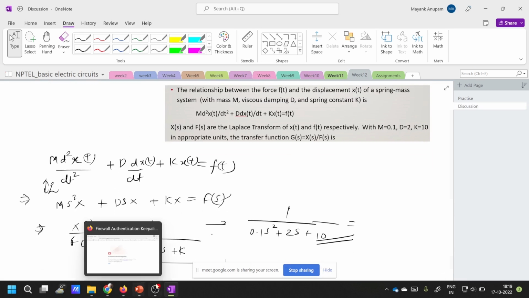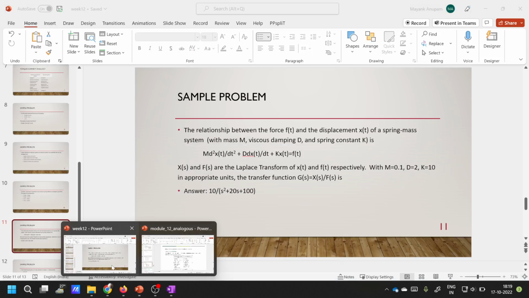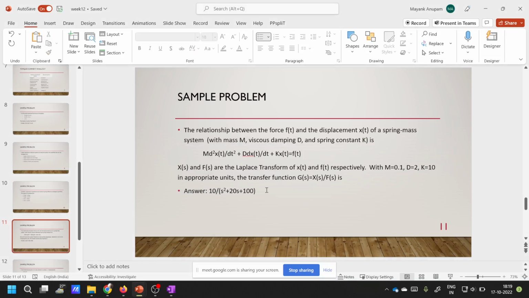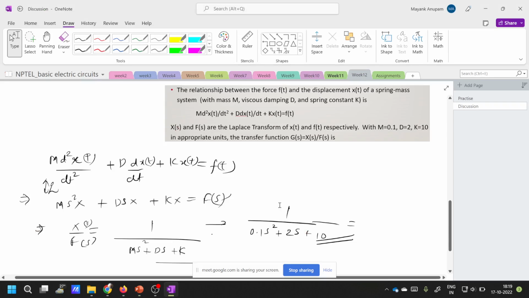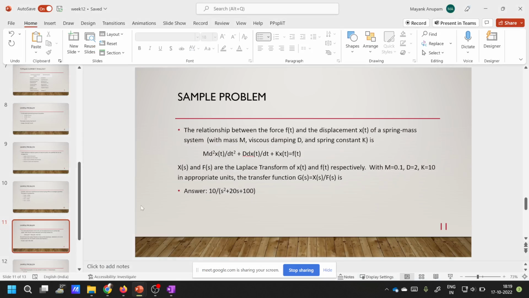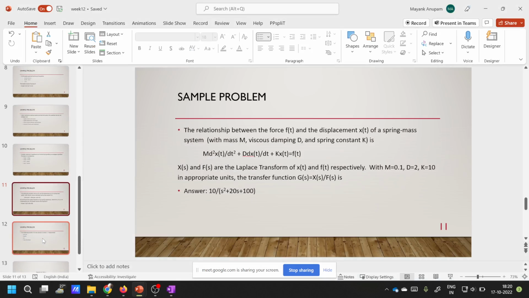Okay, so moving forward, this is indeed the answer. You simply multiply 10 with the numerator and denominator in this equation, and you will get 10 divided by s square plus 20s plus 100, right? This is what it is. Moving on to the last question.